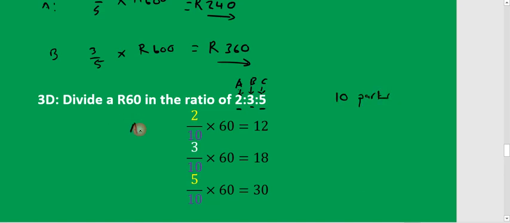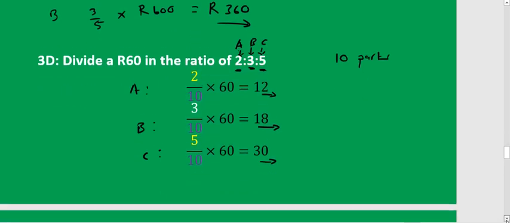So A would get 2 out of the 10 parts. Multiply that by 60, it will give you 12. Then person B would get 3, again out of the 10 parts, and you multiply that by 60, it will give you 18. Person C would get 5 out of the 10 parts, and we multiply that by 60, it'll give you 30. Okay, let's move on to the next section.